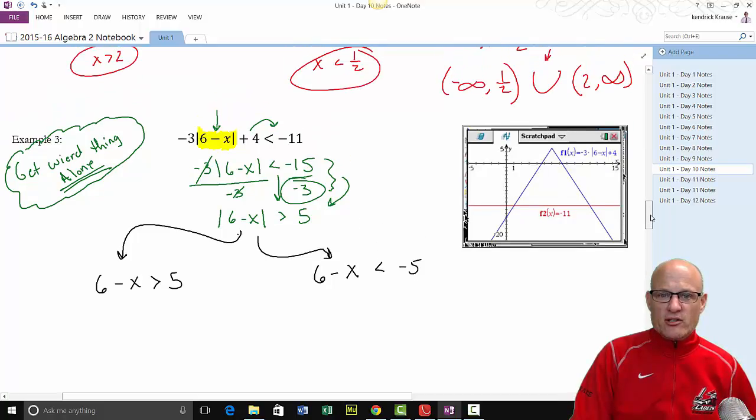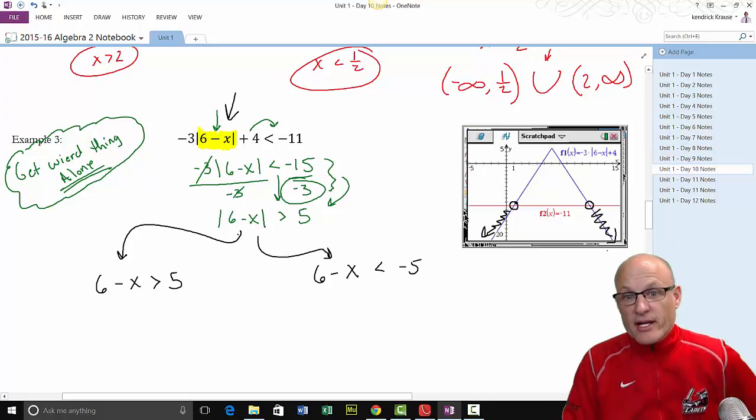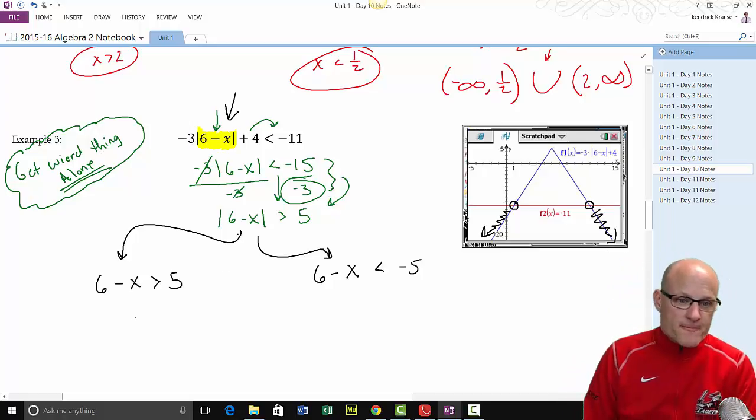Oh, by the way, take a look. We never looked at the graph. I want where it's less than -11. Well, here's where it's equal to -11. And I want when the absolute value thing is less than. Well, wouldn't less than mean below? So I'm looking at an OR situation down in this area. So I should come up with an OR situation. Let's check it out.